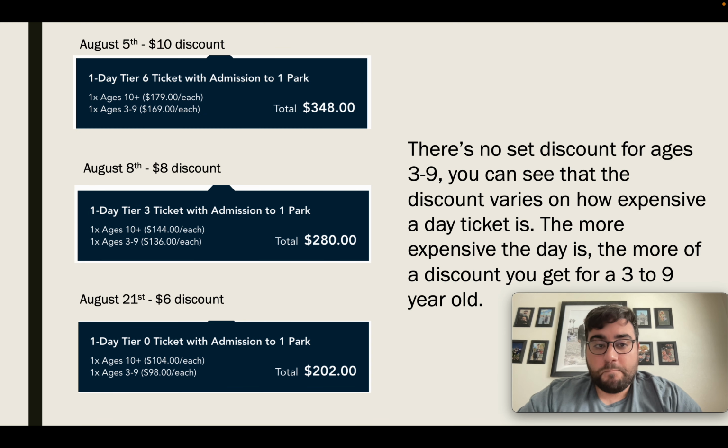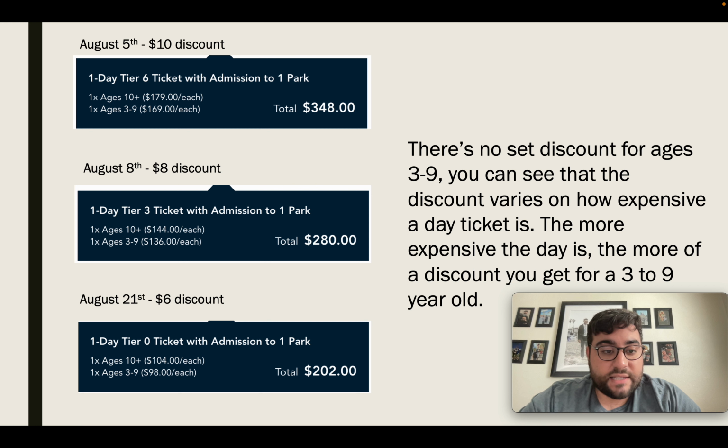This is what I was talking about with the discount: the more expensive the day you go, the more of a discount you can get. August 5th, that first Saturday of August, is the most expensive day you can go, at $179. But if you're ages 3 to 9, you get a $10 discount. August 8th is that Monday or Tuesday right after. It's during the week, so it's not expensive. It's only $144, and you only get an $8 discount if you're ages 3 to 9.